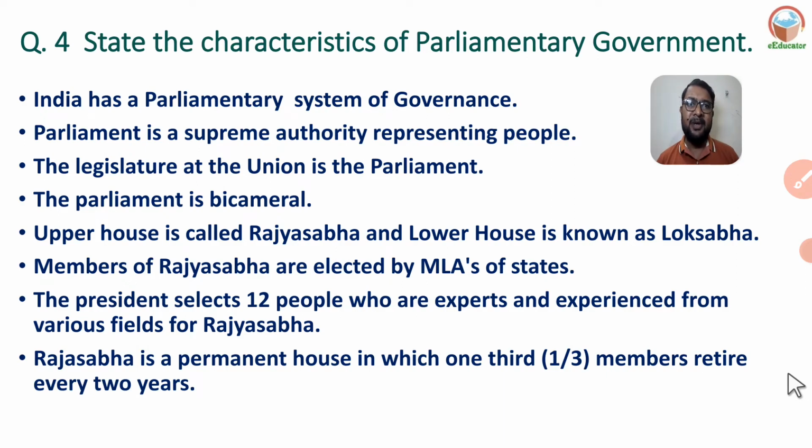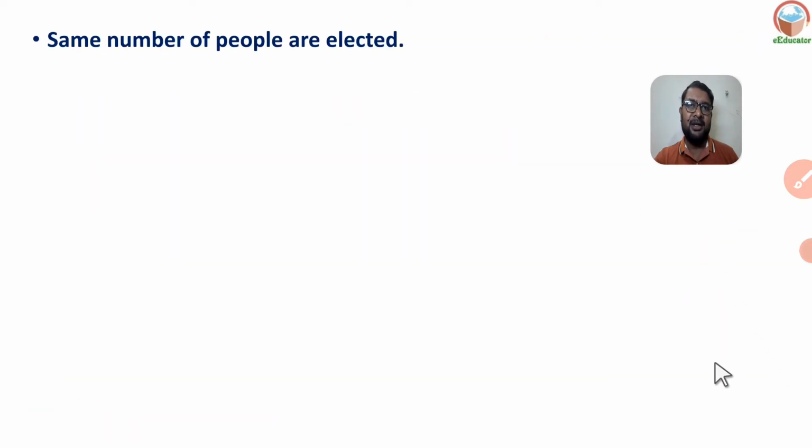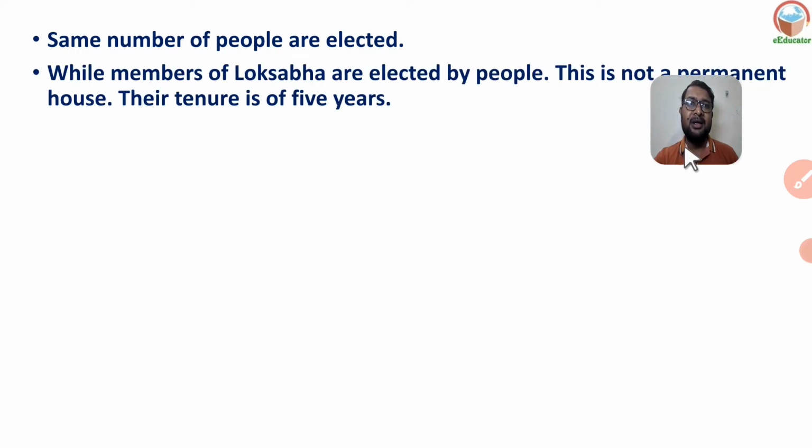Rajya Sabha is a permanent house in which 1/3 of the members retire every 2 years. Each member has a tenure of 6 years. Once members complete 6 years, 1/3 of the members retire, and the same number of people are re-elected.